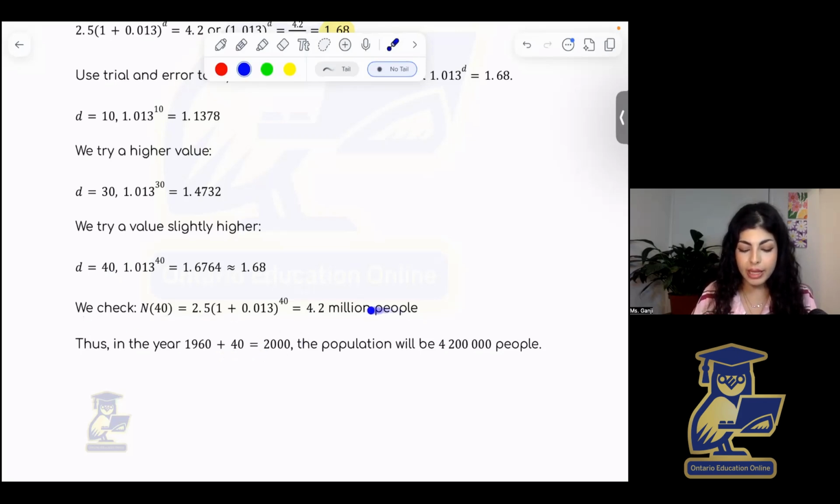And here I did do a check as well. So N of 40, if I substituted 40 in my exponent, I did get approximately 4.2 million people. So then in the year 2000, the population will be 4.2 million people.